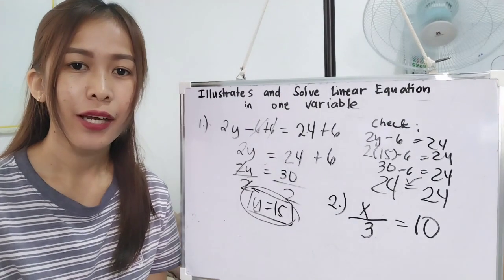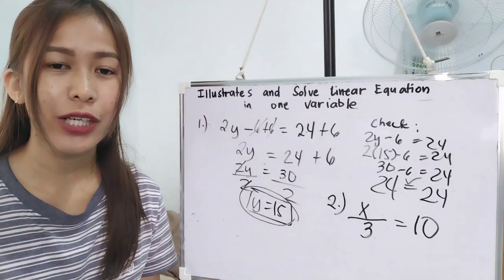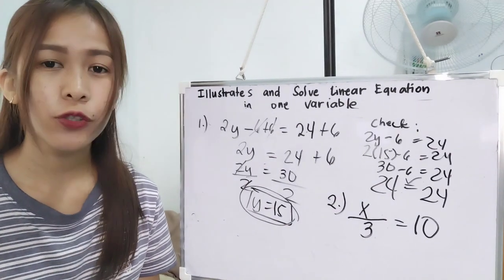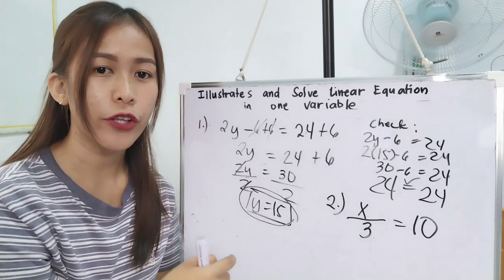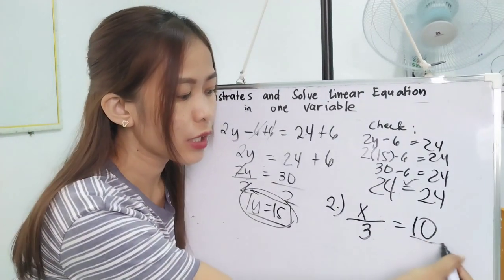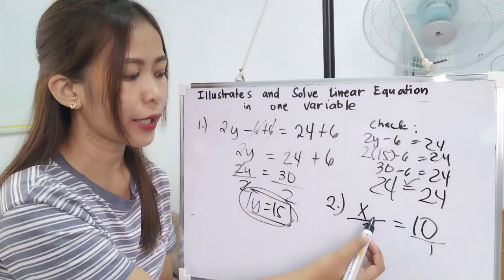Now, we have our example number 2. x over 3 is equal to 10. Okay, kapag ganyan mga bunso, huwag kayong malilito kasi madali lang yan. What we are going to do is to do the cross multiplication since ang ating operation is a division. How are we going to do that? Maglagay lang tayo dito ng denominator ng 1. Okay, and then cross multiply.